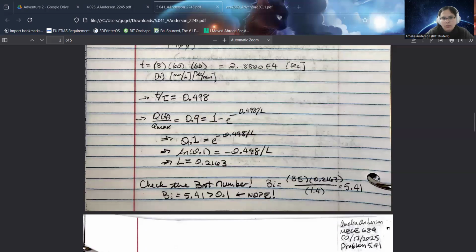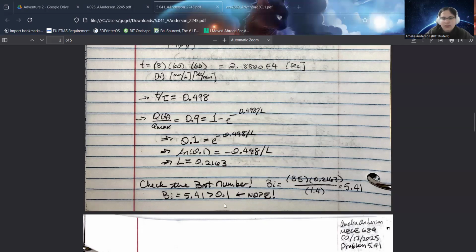If we do that, we just do the math: 0.1, move the 1 over, do some natural log stuff, divide out the negatives. We get an L of 0.216 meters. But sure, it's an answer, but we should check the Biot number just as a sanity check, to make sure we're not doing something stupid.